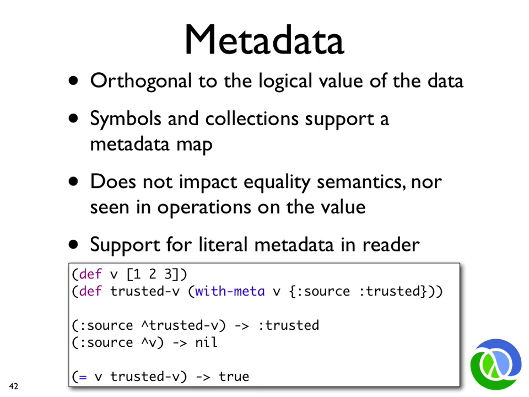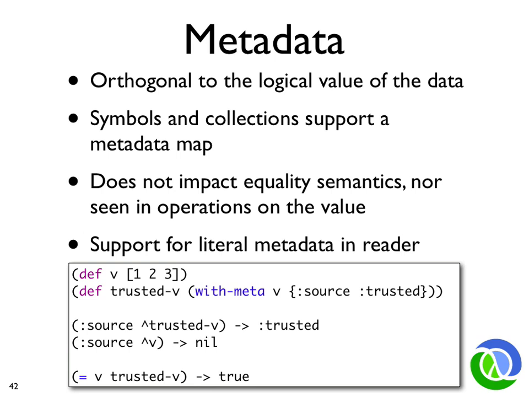Clojure supports metadata. Right? This is the ability to attach data to any value that does not constitute part of the value's value. It's about the value. It's not a component of the value. So it's orthogonal to the logical value of the data. You could have a vector, and you could say, I got this vector from Fred, or I found it on the internet, or I last read it 3 weeks ago, or anything else you want to say about it. That's not part of the value.